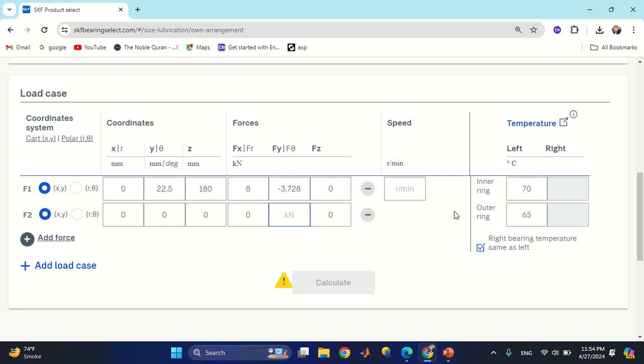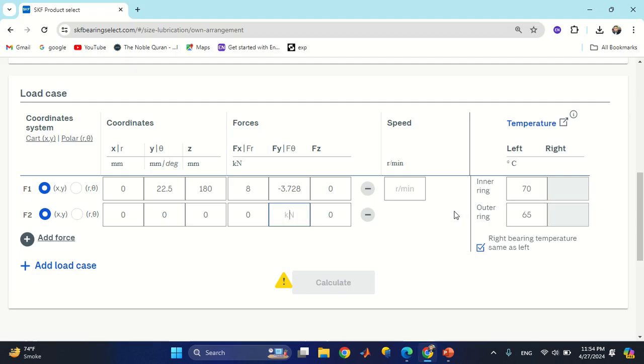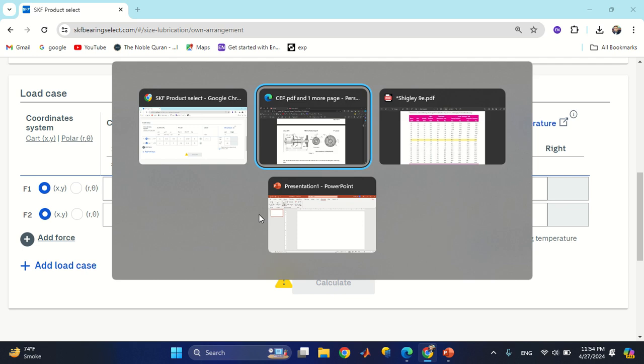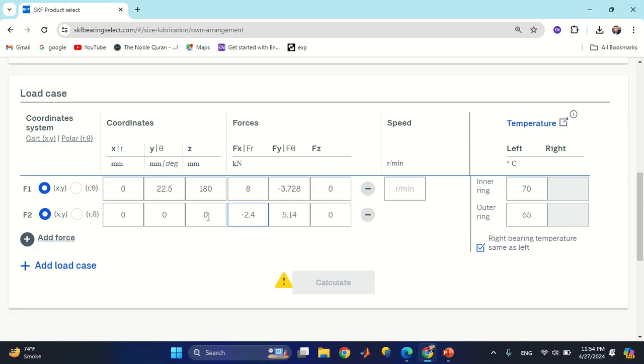So in my case, this one is P1T, P2T. This is in the positive y direction, and P2T is, in my case, 5.14, and similarly the P2R is 2.4, but minus 2.4, because the P2R is in the negative x direction.